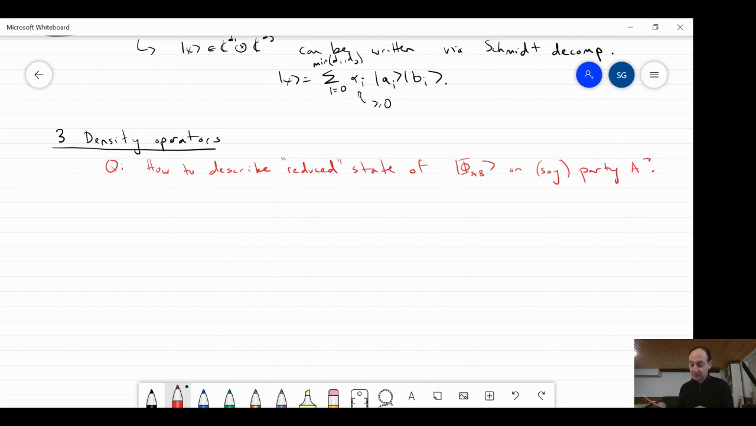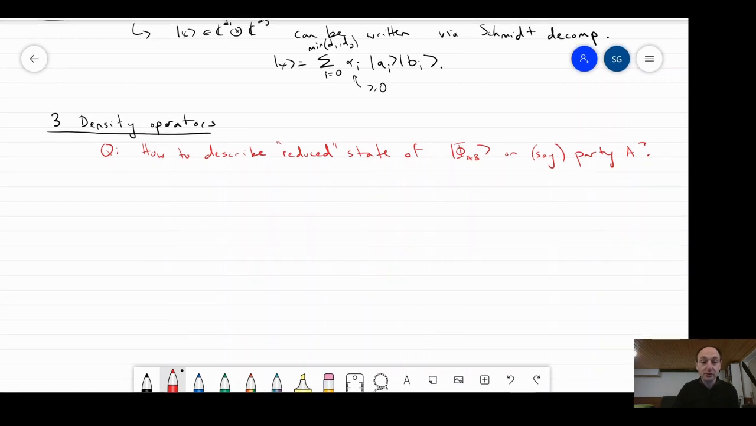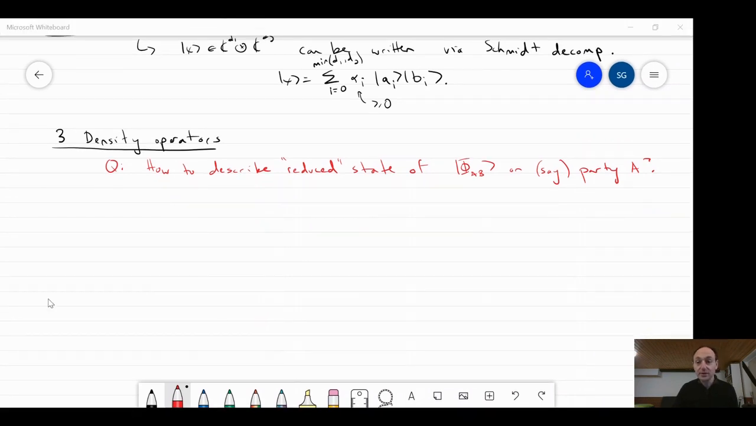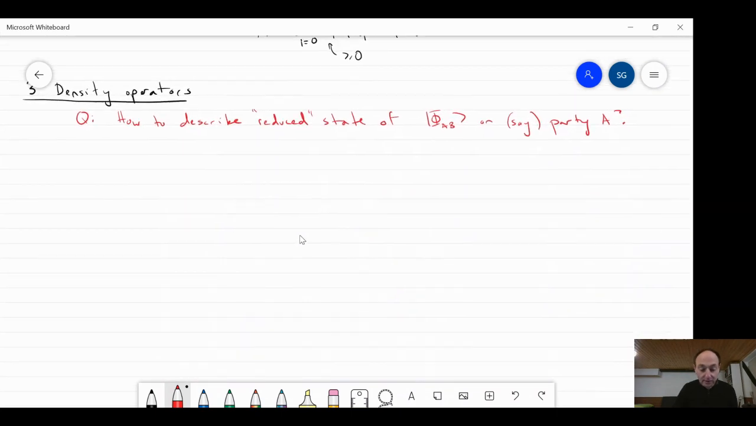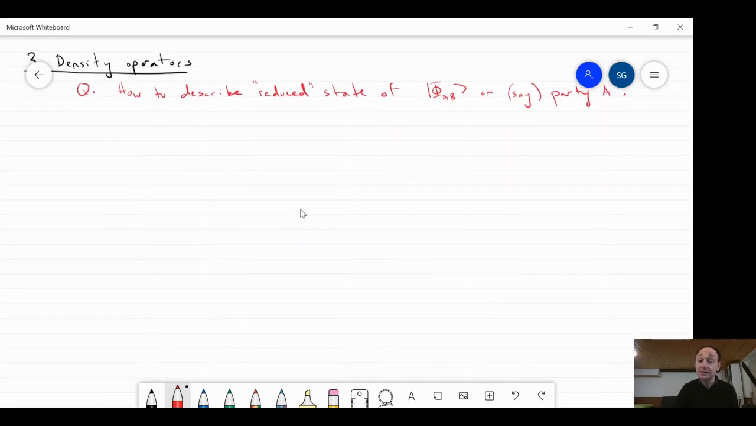So now this brings us into the world of pure versus mixed states, and that's where density operators are going to come from. And what we're going to see in the process is that you should really think of quantum states ultimately as generalizing classical probability distributions. I'll be more formal in a second.